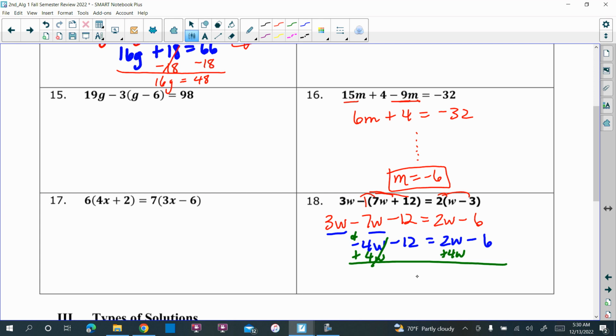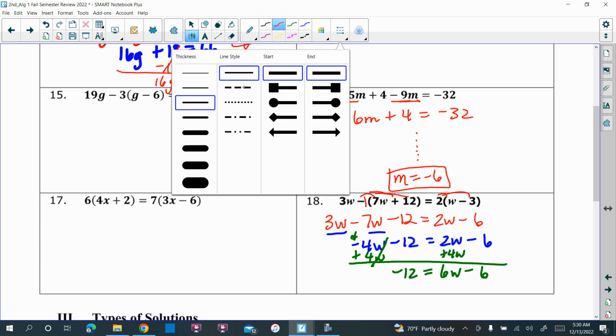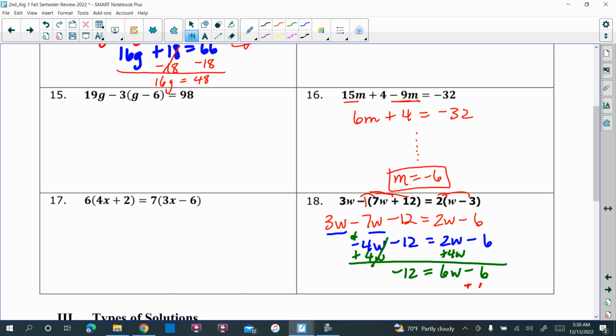Okay, so now we have after midnight. A for after means that you add or subtract your constant. So this is going to give me negative 12 equals 6w minus 6. My constant is this minus 6, so we're going to add that because you have to do the opposite. So we say plus 6 and plus 6. That gives me negative 6 equals 6w.